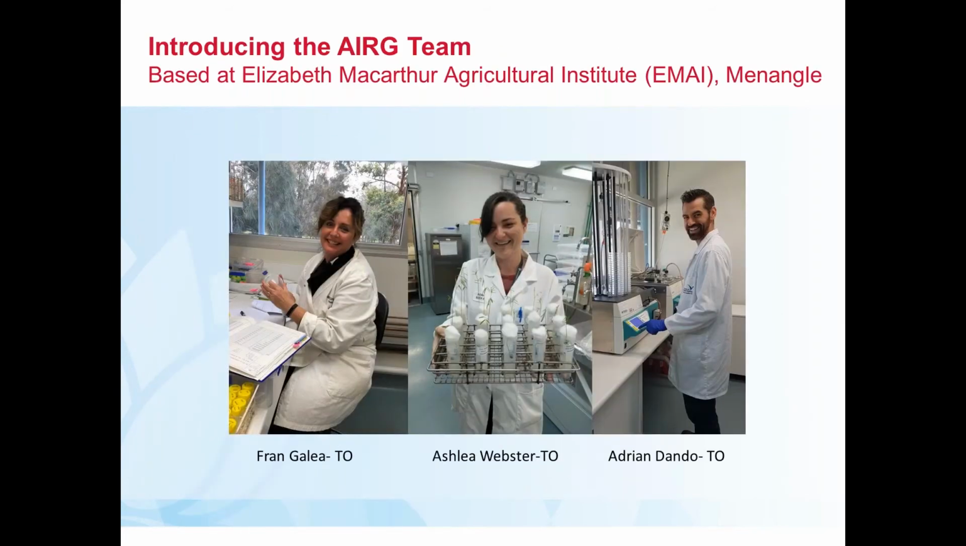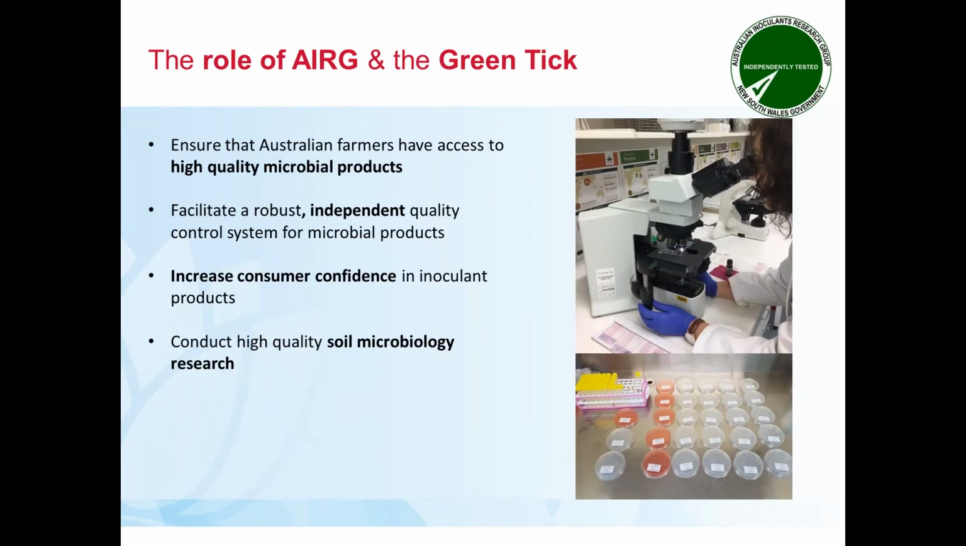So now I want to introduce my team, the Australian Inoculants Research Team. We're a small soil microbial team based at Elizabeth MacArthur Ag Institute at Menangle. The role of our group is to basically ensure that Australian farmers have access to high quality microbial products. We facilitate a robust independent quality control system for microbial products. So we independently test products for inoculant manufacturers. We hope to increase consumer confidence in inoculant products, by making sure they contain the right thing in the right numbers. And we also conduct soil microbial research.